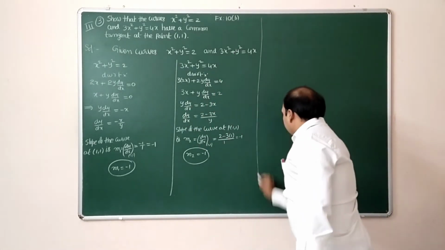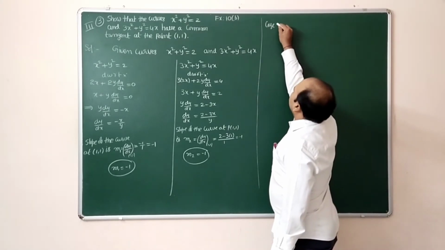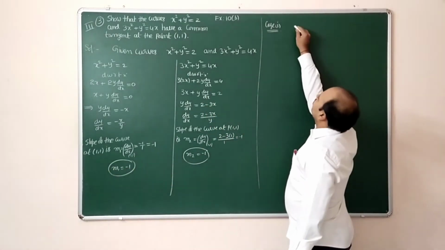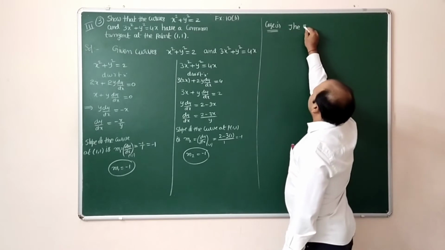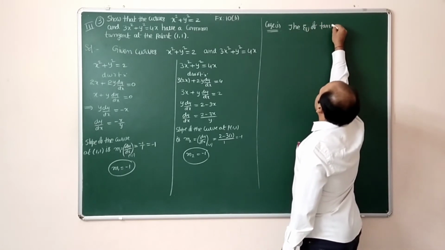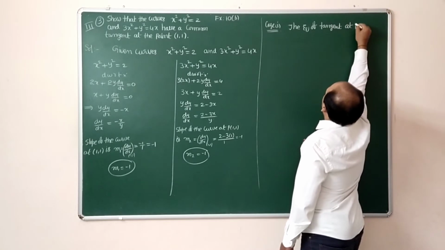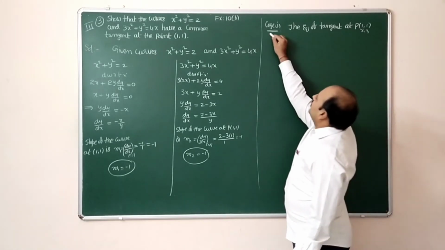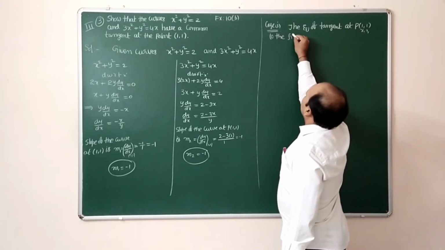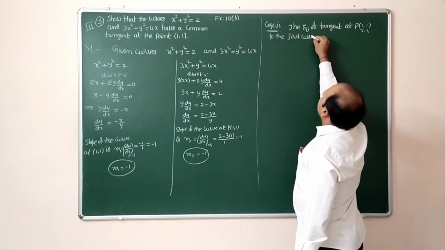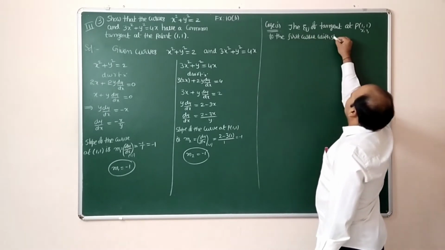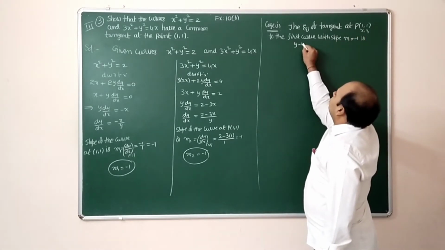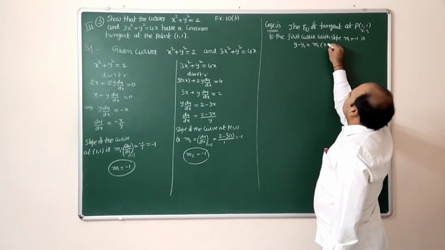Case 1. In case 1, slope m1 is equal to minus 1, point is 1, 1. The equation of tangent at P of x1, y1, that means 1, 1. This is x1, y1, no? To the first curve, with slope m1 equal to minus 1 is y minus y1 equal to m1 into x minus x1.